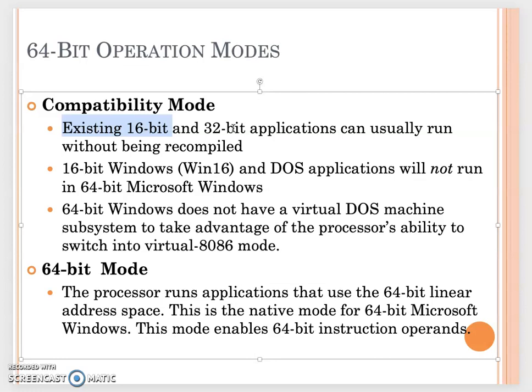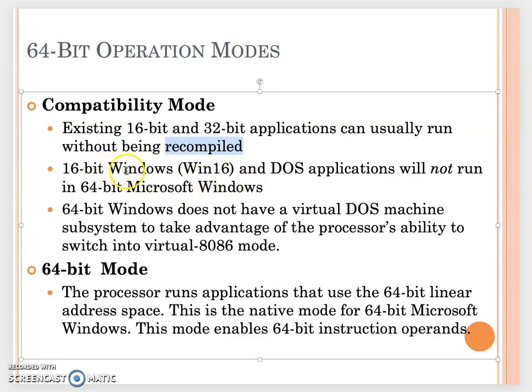So in order to make sure that after you change to the new hardware, the existing software can still run without recompiling, we need to make sure the new operation can work from the existing 16-bit or 32-bit to the 64-bit environment. So the existing 16-bit and 32-bit applications can usually run without recompiling in the 64-bit environment.